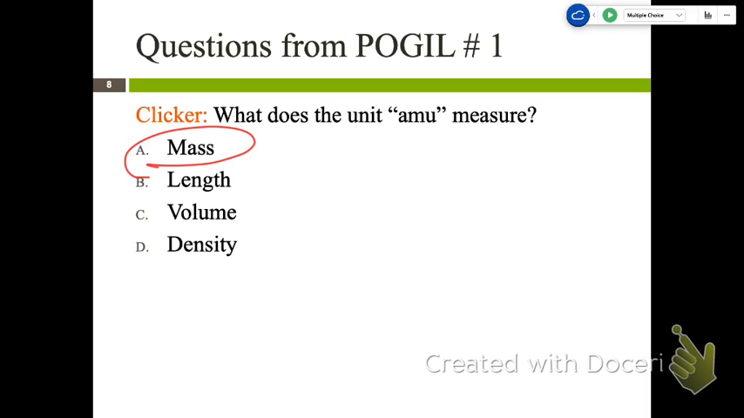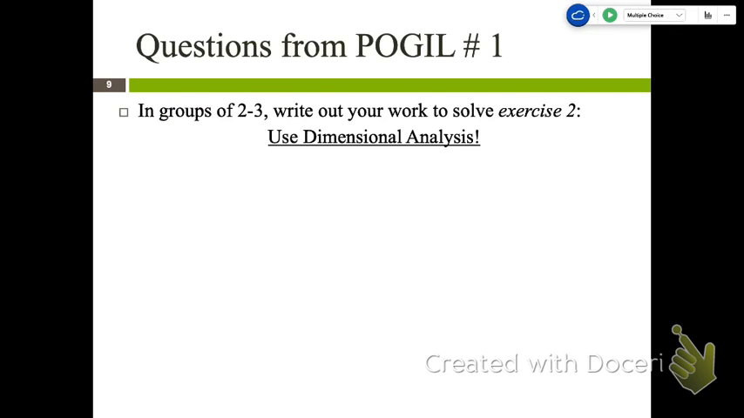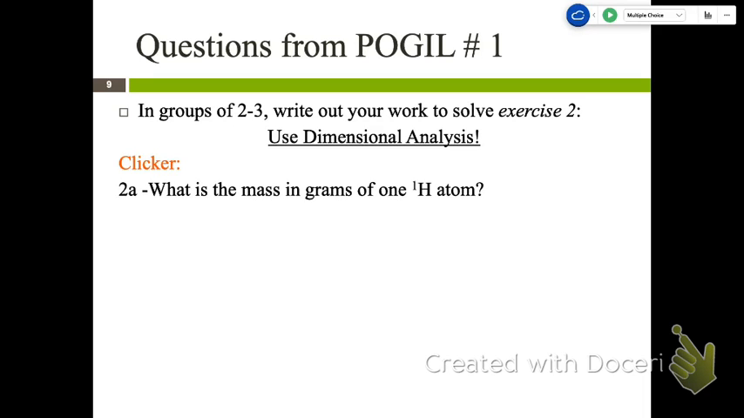So how would we write this as dimensional analysis? How would we show the mass of one 1H atom in grams? What's our starting unit, our starting quantity? I'm going to go to this question. All right, our first starting point is a single 1H atom over 1. Is that where everyone started? Okay, now go ahead and fill out the rest.